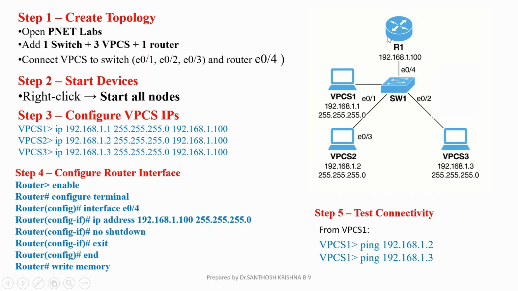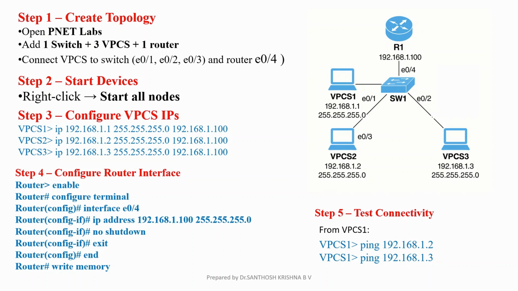Then we are going to configure the router interface. We use enable, configure terminal, then interface E0/4, which means the interface connected near the router. Then the IP address of the router, which is going to be the gateway for all the devices, followed by its mask, no shutdown, then exit, and then we write all these things to memory. Then we will ping from one device to another, or from a device to the router. We will see that today.